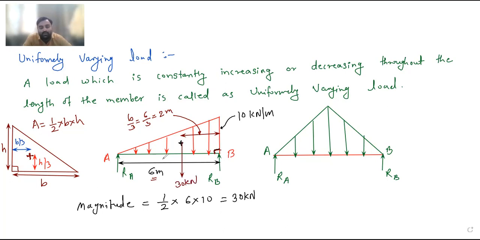So this is the conversion of UVL into the point load. Again, the concept is same. Area of the diagram gives you the magnitude of the force, and the centroid is the point from where that point load is acting. For rectangle, that is for UDL, your centroid is at the center. But here in the case of right angle triangle, it is not at the center. It is B by 3 from the right angle. If this total is B, that is 6, from the right angle it is B by 3, so 6 by 3, it is 2 meter.